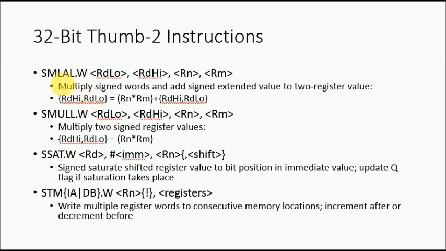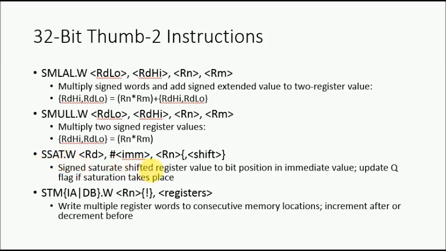Then SMUL.W RdLo, RdHi, Rn, Rm. Similarly, the contents of these two registers are multiplied, and the result will be transferred in this register. SSAT.W Rd, #immediate, Rn, shift.